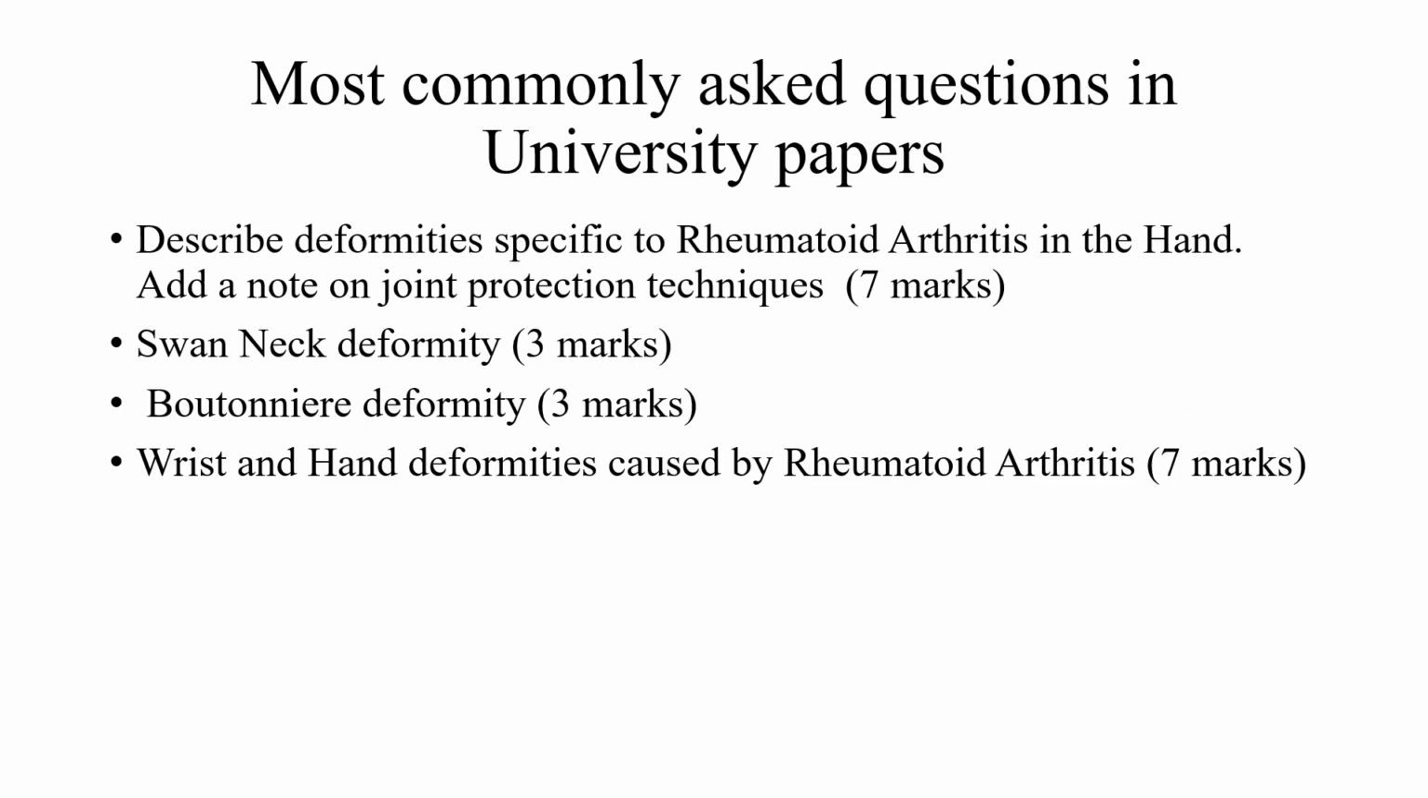Before we proceed, let's look at the most commonly asked questions in the university papers. Rheumatoid arthritis is very frequently asked with regards to deformities in hand. They've asked it as a 7 marker also. They've asked individual deformities under the subset of rheumatoid arthritis as 3 markers, like swan neck and boutonniere, and they have also asked people to write notes on the joint protection techniques.